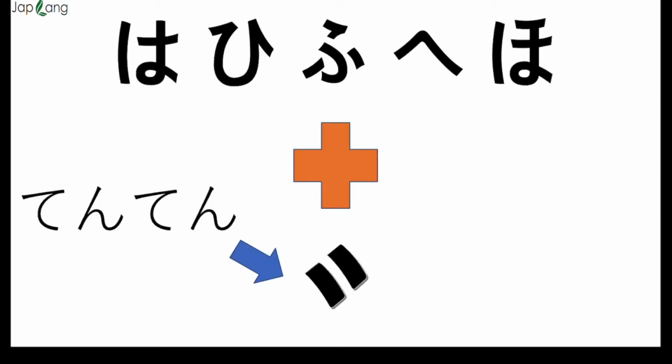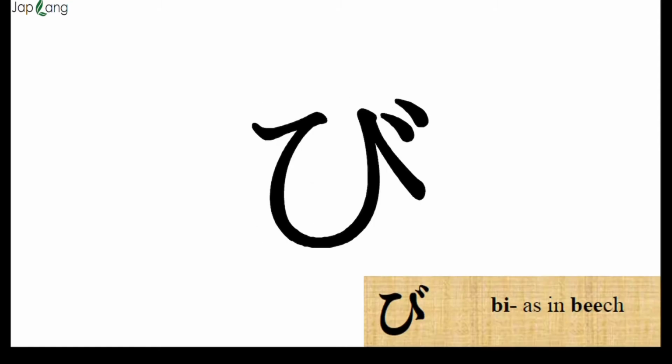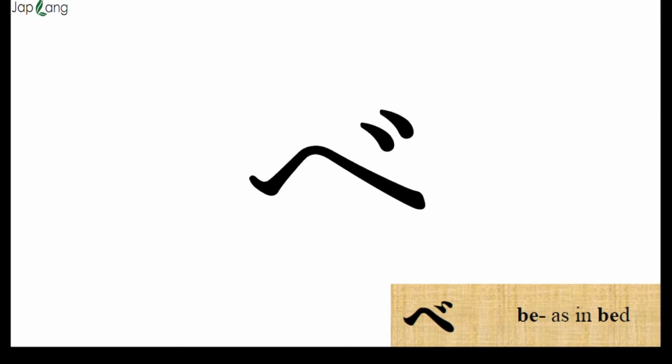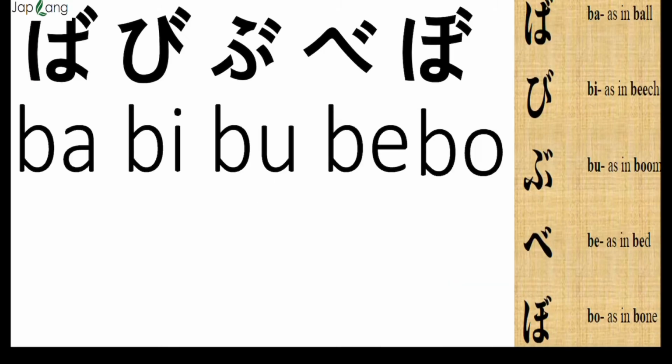Alright, we will go to the next, that is ha, hi, fu, he, ho, and if you put two slashes, that's called tenten. So ha becomes ba as in ball, hi becomes bi as in beach, fu becomes bu as in boom, he becomes be as in bed, and ho becomes bo as in bone. So it was ba, bi, bu, be, bo.